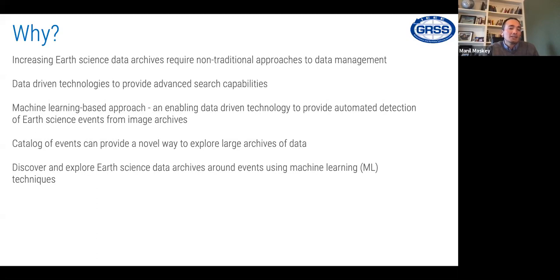What I mean by that is that the search capabilities are currently limited to predefined sets of facets, right? And so the user needs to know ahead of time what those facets are, what geophysical parameters are relevant to what they want to study, etc. So imagine searching 40 petabytes of data using such a query, and about 250 petabytes in 5 years' time. So this work provides automated event detection, which is used to catalog Earth science events in an event database, allowing a novel way to explore large archives of data.